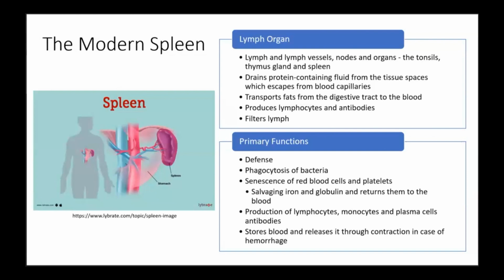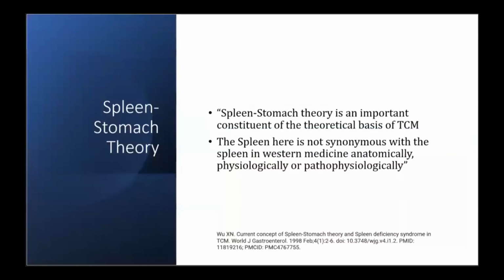Breaking down bacteria, phagocytosing them, grabbing onto them, breaking them down to little bits, taking red blood cells when they get old and recycling them, platelets, taking the iron and the globulin from them and returning that to the blood. Production of lymphocytes, monocytes, and plasma cells. Antibodies, right? Immune function. Stores the blood and releases it through contraction in case of hemorrhage. So that's the modern spleen.